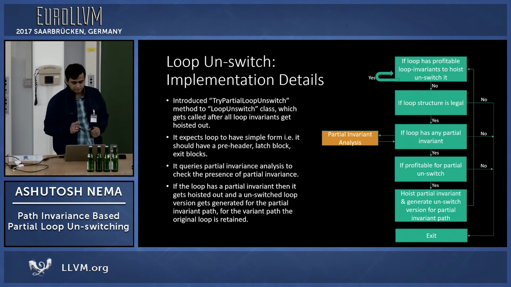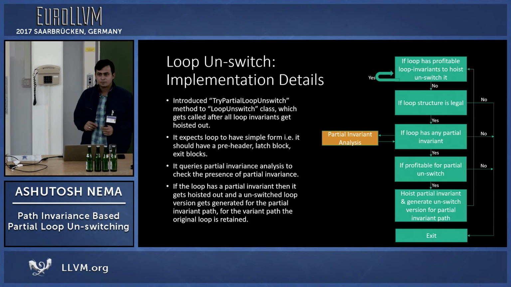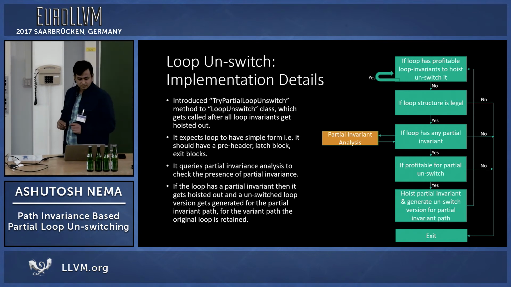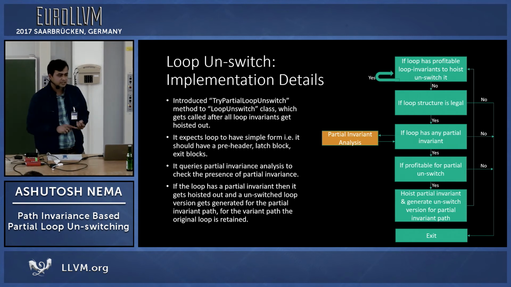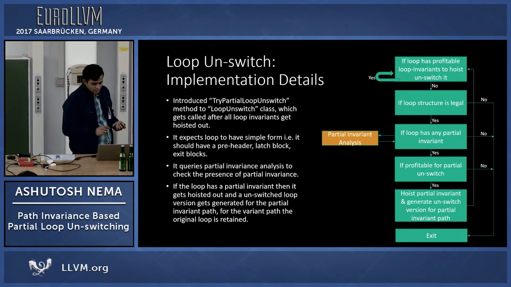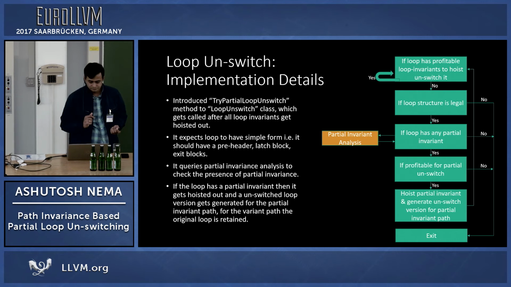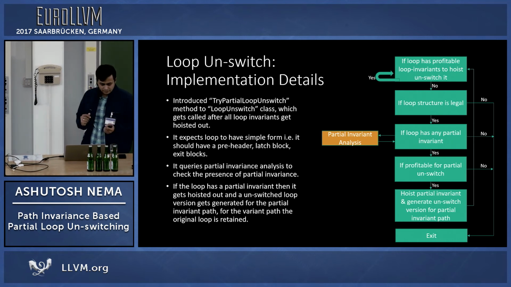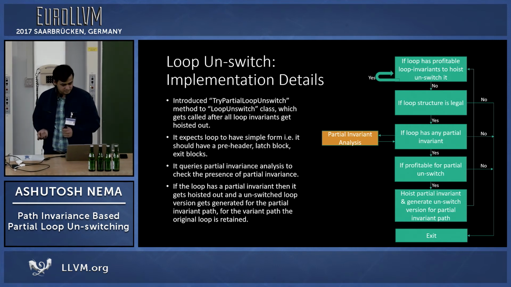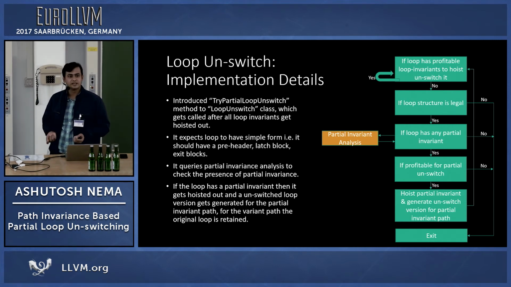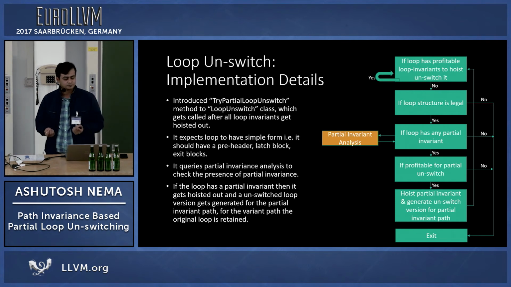What we'll do is the legality check. The legality check is lightweight. The loop should have a very simple form, meaning it should have a pre-header, an exit block, and a latch block. We are just checking these three things. Then, if the loop is in the proper form, we'll invoke the partial loop invariance analysis to figure out whether any partial invariance exists in this loop or not.